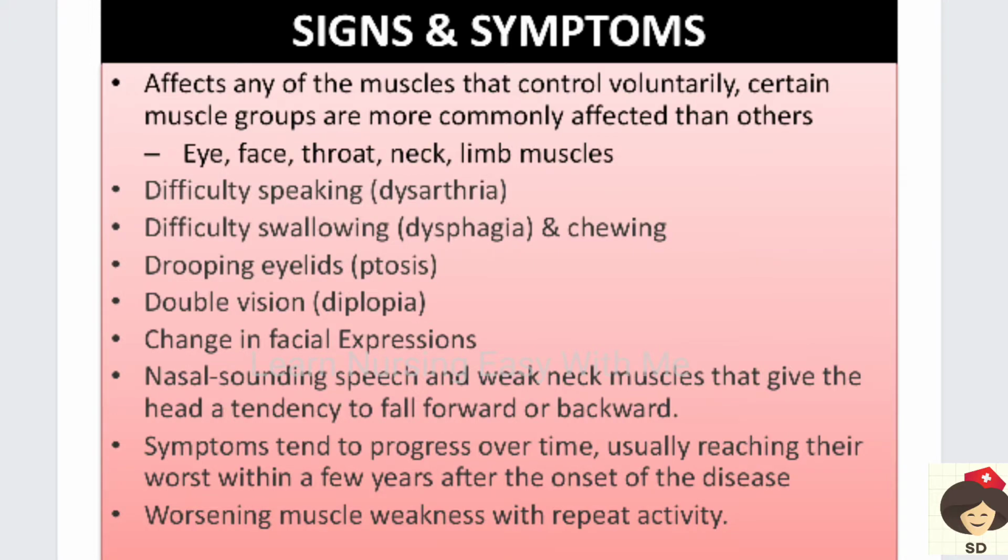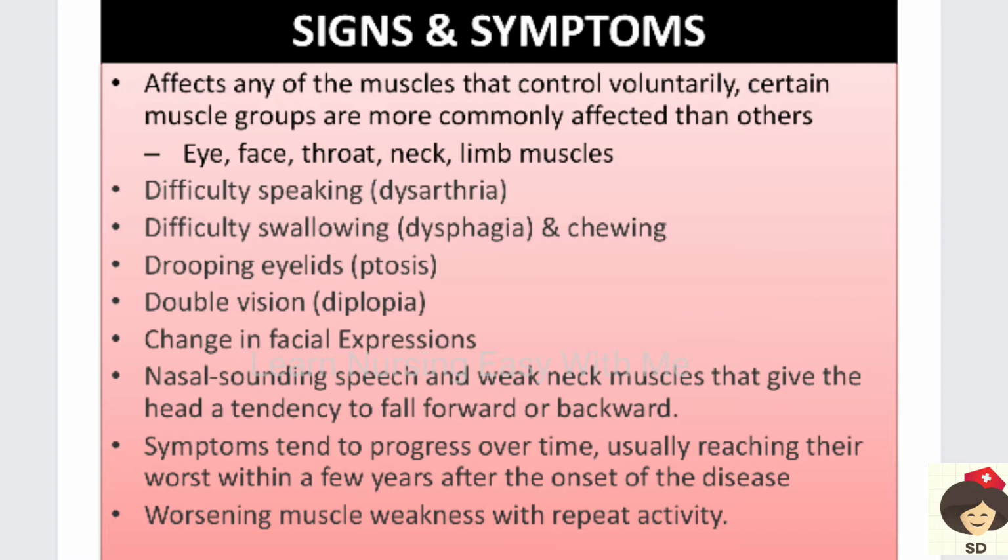Coming to signs and symptoms, most of the voluntary activity of the muscles will be lost because the acetylcholine is not able to stimulate the muscles. The eye, face, throat, neck and limb muscles, everything will be affected. The patient will have difficulty in speaking, which is dysarthria, difficulty swallowing, which is dysphagia, and also difficulty in chewing because the muscles are not able to contract. The eyelids will droop, and this drooping of the eyelids we can check with an ice pack test.